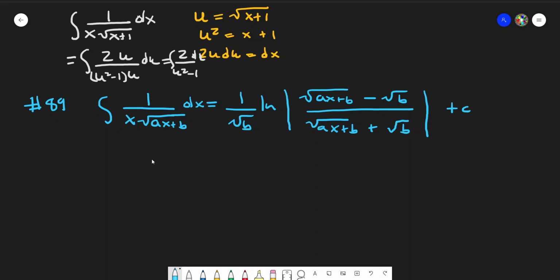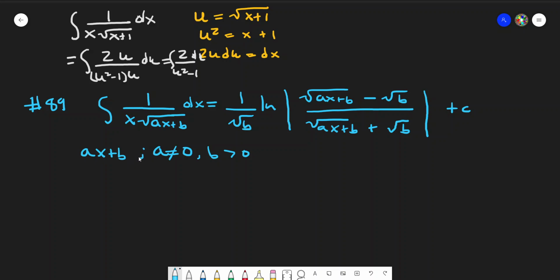Now the only condition upon this is that basically you have that a is not equal to 0 and that b would be positive. So in this case, these are the conditions upon the constants, but note that basically this would be an integral that involves a form of ax plus b.